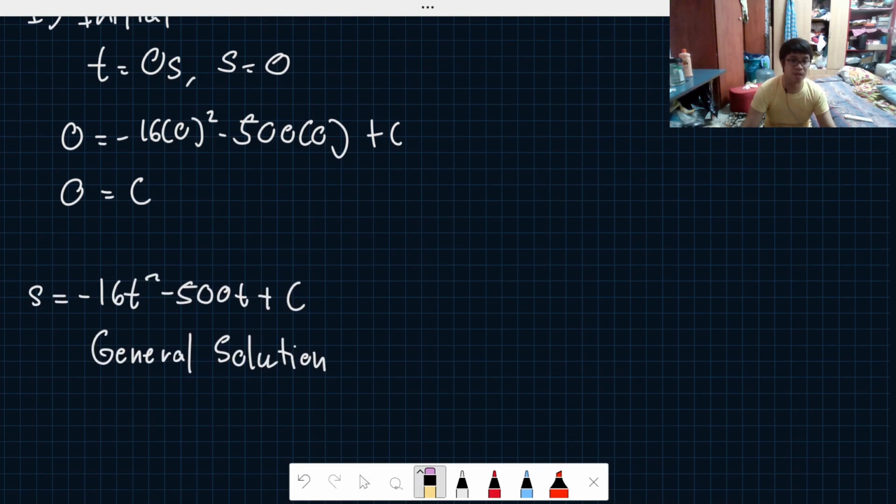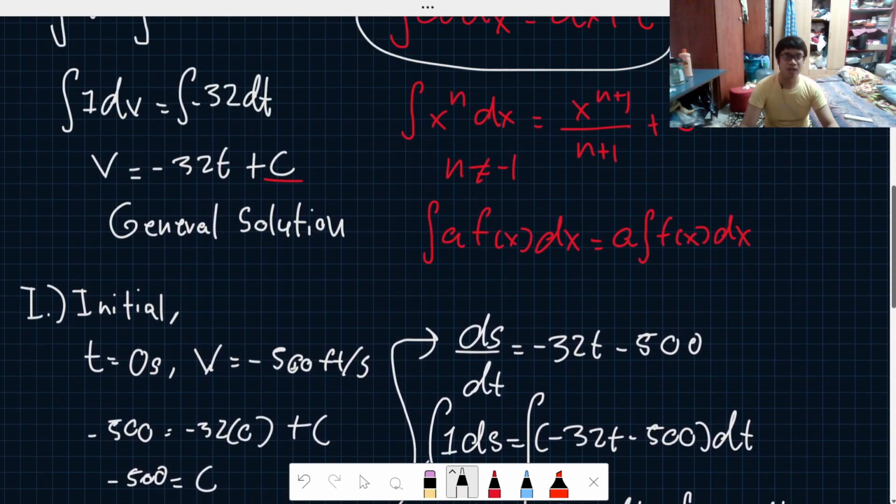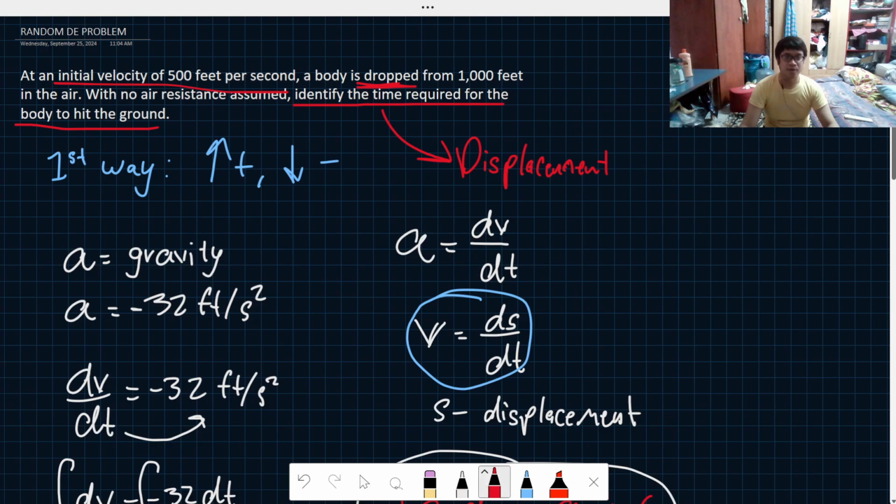would be this one. Since your c is 0, of course you're going to put plus 0 here, but since you have plus 0, you can simply remove it and leave it that way. So this is not a general solution anymore, but rather a particular solution. Now that you have a particular solution, what's the next step? You can now use this formula to solve the problem. What's the problem? According to here, we found the displacement formula.